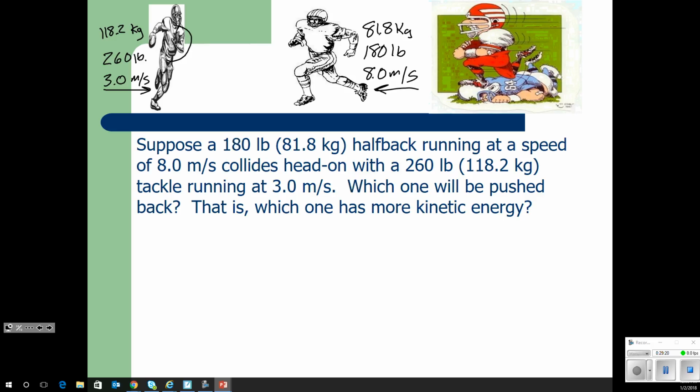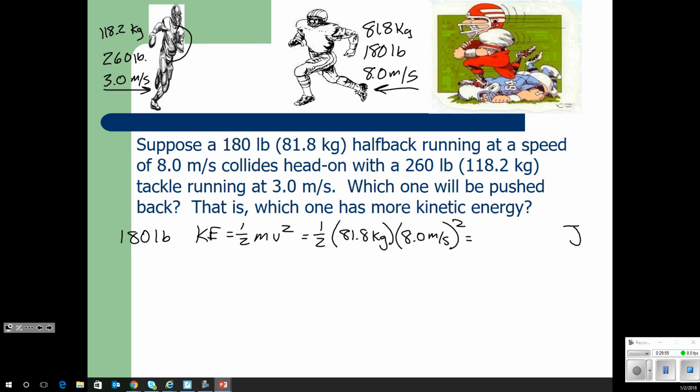So let's do one at a time. So let's do our 180-pound dude first. Okay, so remember kinetic energy is equal to 1/2 mass times velocity squared. We want to use the kilograms. So 1/2, and the mass was 81.8 kilograms, times velocity, which is 8.0 meters per second, but that's squared. Now, kilogram meters squared per second squared, that unit is what we call a joule. So if you want to write that down, a kilogram meters squared per second squared is called a joule, and that's an amount of energy.